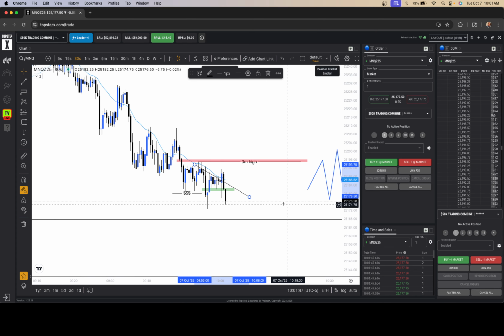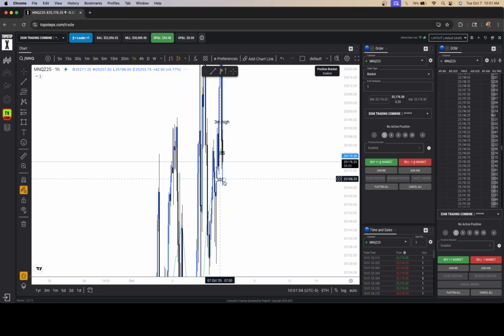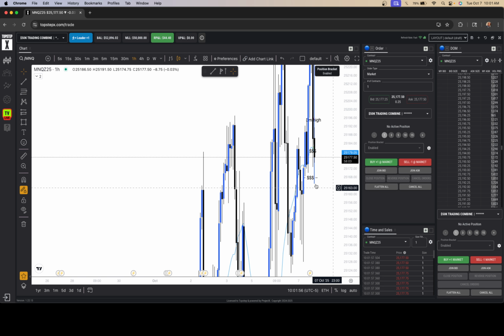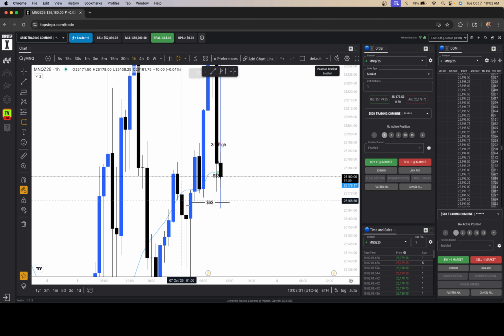So as we can see, I probably should have just waited for that full TP to get hit, because I really think we're going to take that out. Let me mark it off just in case.